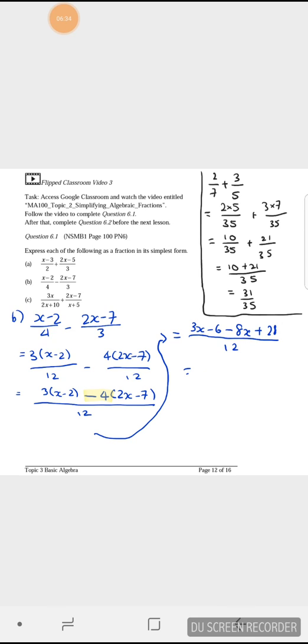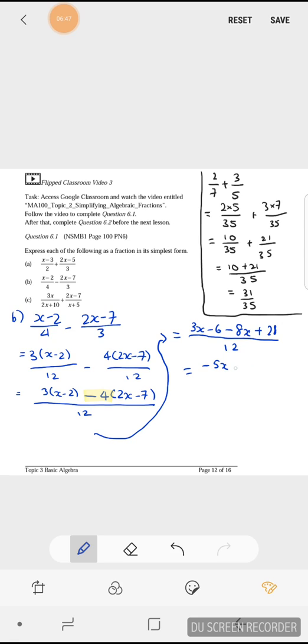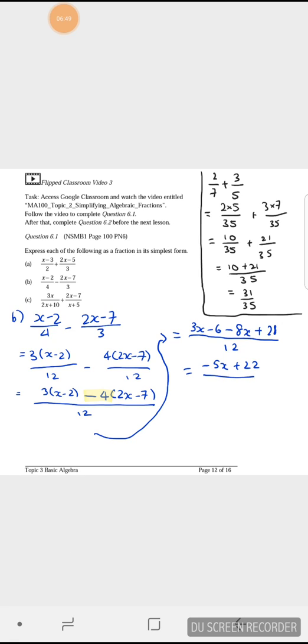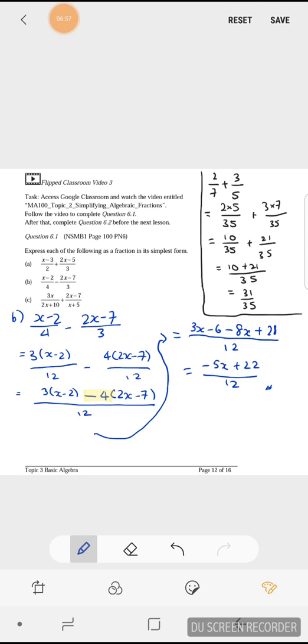So from here, like terms will be added together. 3x minus 8x will give you negative 5x, minus 6 plus 28 will give you plus 22, over 12. Okay, so this is the answer for part B. Alright, take some time to write this down. Okay, once you're ready, we move on to part C.